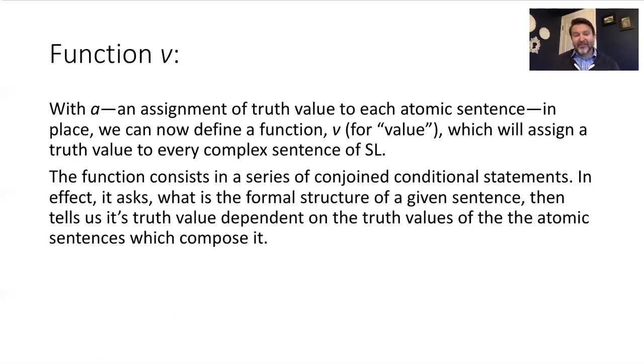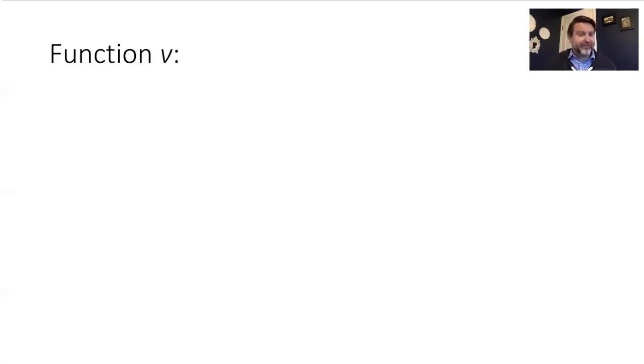So the idea is that this function is going to consist in a series of conjoined conditional statements. So in effect, it asks, what is the formal structure of a given sentence? Then it tells us its truth value dependent upon the truth values of the atomic sentences which compose it, right? So if you have a certain formal structure for a complex sentence, then you can just plug in the truth values for the atomic sentences that make up that complex sentence, and V will tell you what the truth value of that huge complex sentence is. Okay, so here's how function V operates.